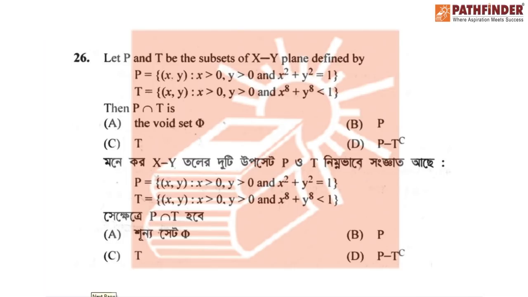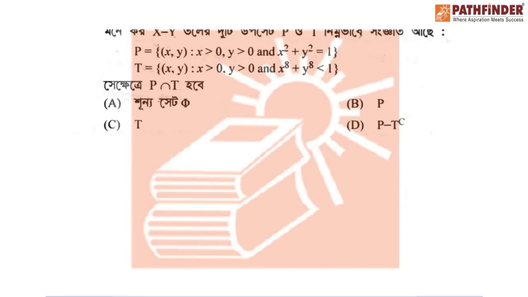Now next is question number 26, which is: let P and T be the subsets of the xy plane defined by P equal to (x, y) where x is more than 0, y is more than 0, means in the first quadrant, and x square plus y square equal to 1. And T is (x, y) where x is more than 0, y is more than 0, first quadrant, x to the power 8 plus y to the power 8 is less than or equal to 1. Then T is a subset of P. So now we will see for the first condition, x square plus y square equal to 1 means it is something like this. Any point which lies on this will satisfy and is termed as P.